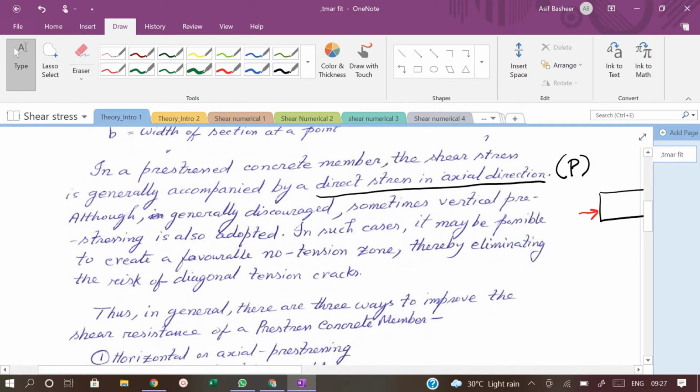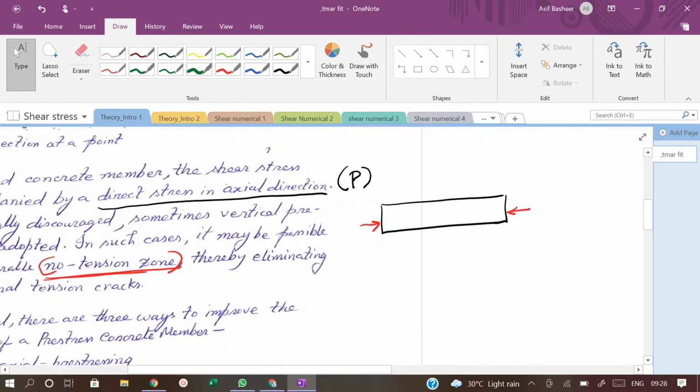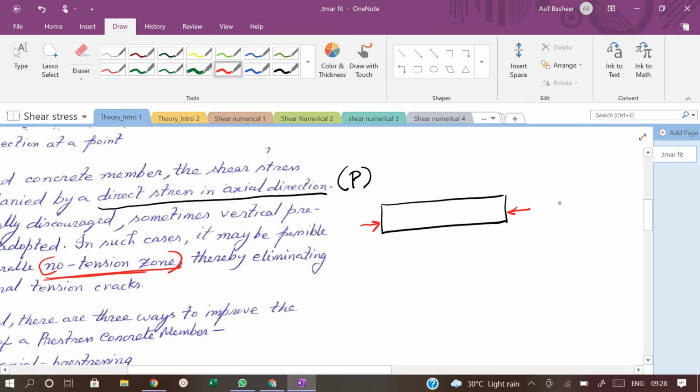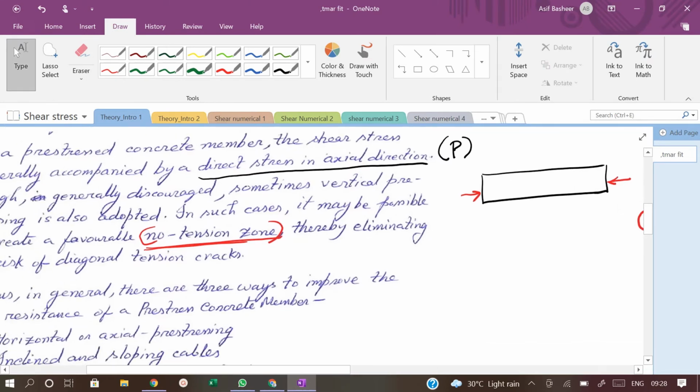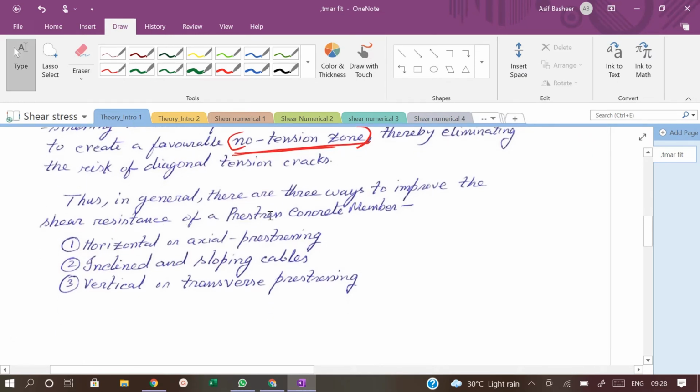In such cases, it is possible to create a favorable no tension zone. I will tell you why this comes a no tension zone. If you are providing this vertical pre-stressing, it is much easier to make a no tension zone, thereby eliminating the risk of diagonal tension crack. That is, if we are providing an extra vertical pre-stressing, we can ensure that there won't occur any tension at the bottom face. There will not be any tension which is occurring at the bottom face, which means the section will be free from tension cracks. Thus, in general, there are three ways to improve the shear resistance of a pre-stressed concrete member.